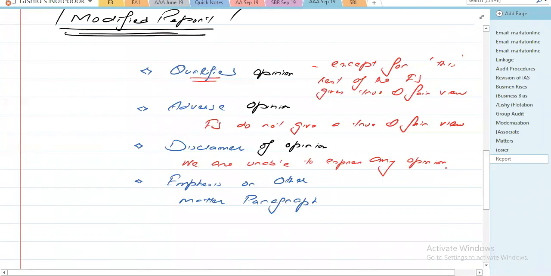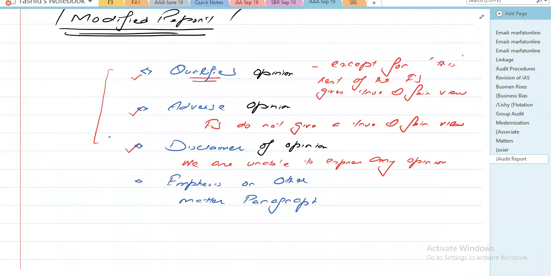So these opinions are modified opinions. When these modified opinions are coming in the report, that makes the report modified as well. So unmodified opinion means unmodified report. Modified opinion means modified report. So modified opinions are qualified opinion, adverse opinion, disclaimer of opinion.